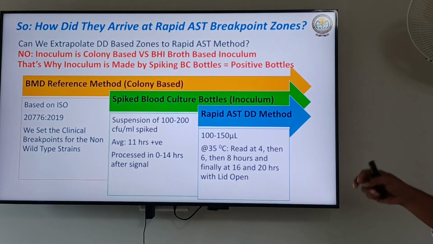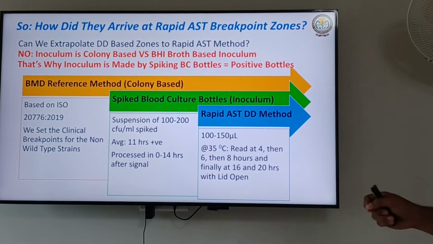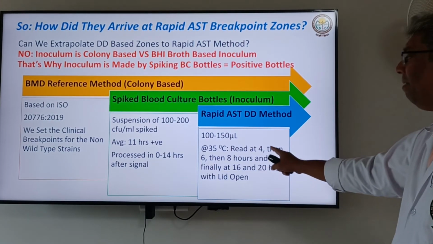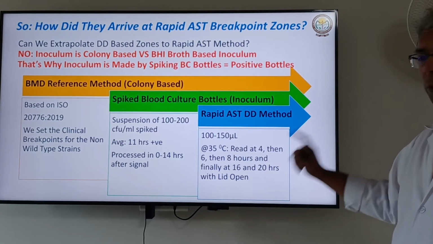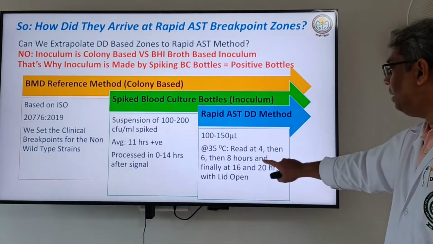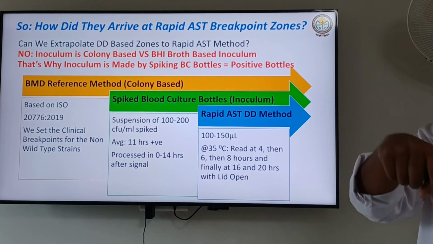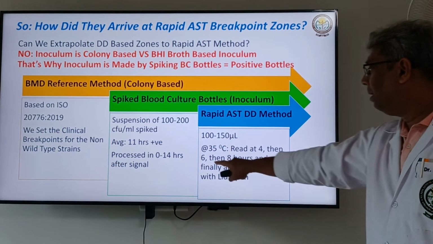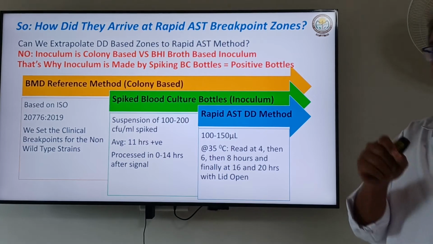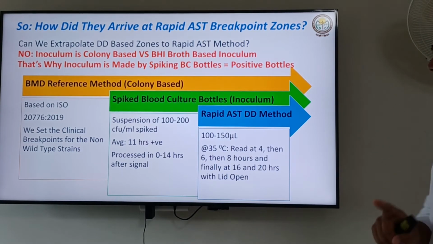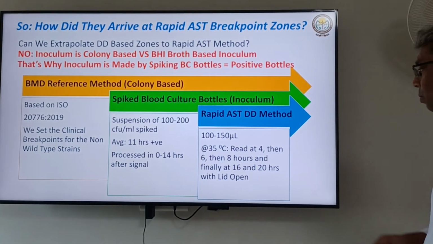The incubation is done at around 35 degrees and read at 4 hours, 6 hours, 8 hours, and finally at 16 and 20 hours. So there are a total of 5 readings. All the readings are taken with the lid open, and if you're taking the reading at 4 hours, within 10 minutes you have to put it back in incubation. Within 10 minutes only. At 6 hours, you have to take the reading immediately. It's not interpretation, just mind it's the reading, not interpretation. So you take the reading and then put it back in the incubator, and finally at 16 to 20 hours.